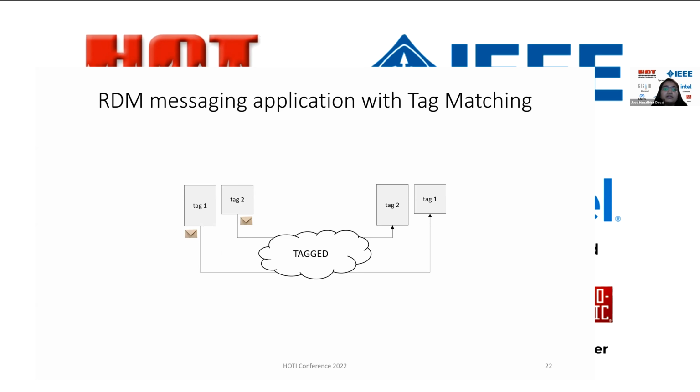So this is just a simple animation of the tagged messaging application. And again, the tagged messages will always be received in the order that they were sent. So the client is going to send tag 1 first, and the server is going to receive that. And then the client will send tag 2, and the server will receive that. But if you notice here, the server has opened up the tag 2 buffer first and then tag 1. So I will go ahead and show the example.